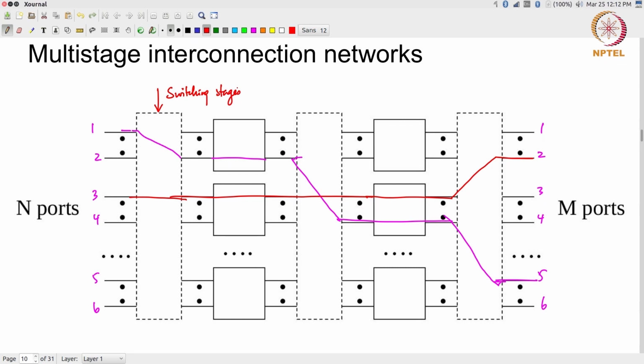It allows you, in the best case, to actually get complete m cross n connectivity, right. But there can be situations where you are not able to establish a connection, even though the normal crossbar might have permitted it. Okay. So, you sacrifice some amount of flexibility for a more compact or easier to design implementation.